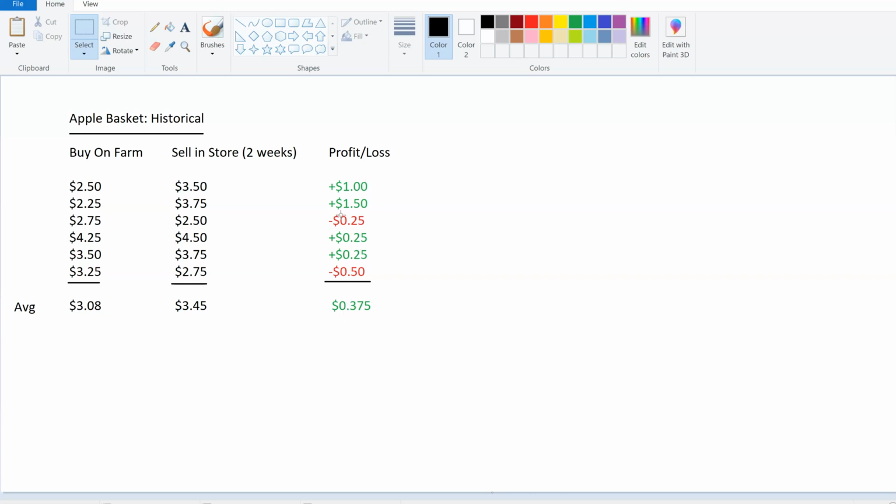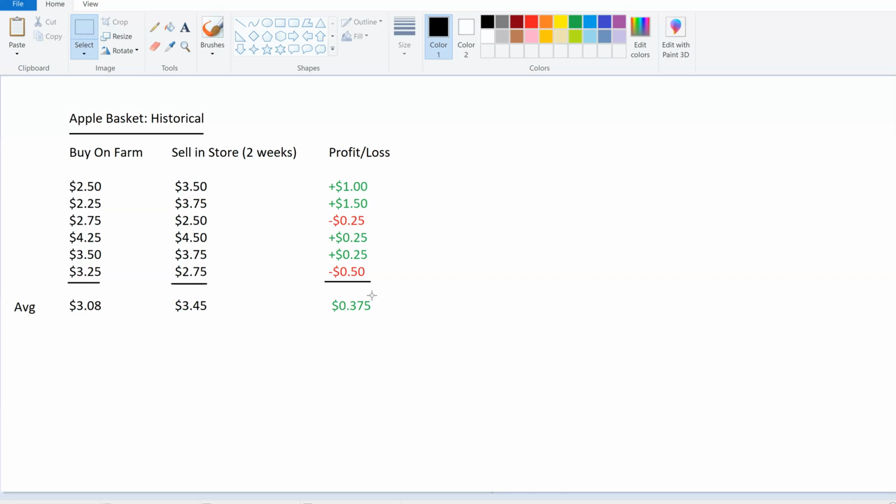And over here, we see that out of the six different observations that we had, 4 out of 6, or 2/3 of the time, it was profitable. The rest, 1/3, it was unprofitable. So it wasn't profitable every time. On average, it did work out, and around 2/3 of the time this was profitable. So that is the backtest.